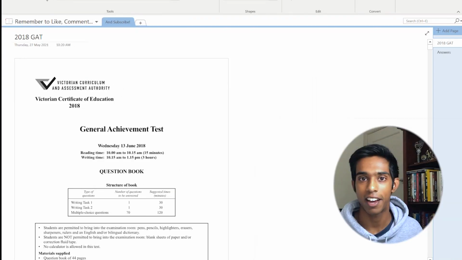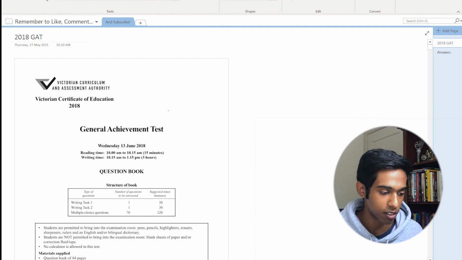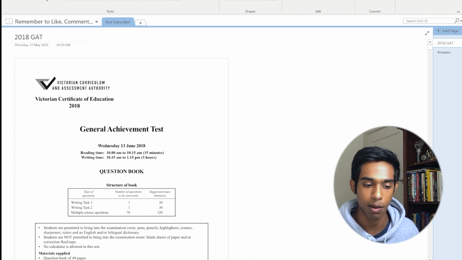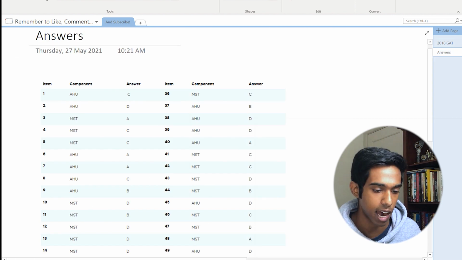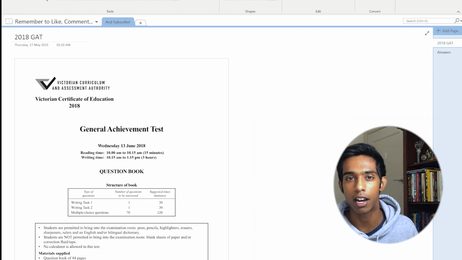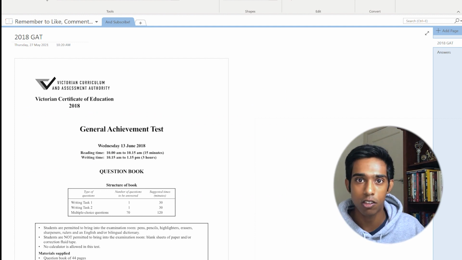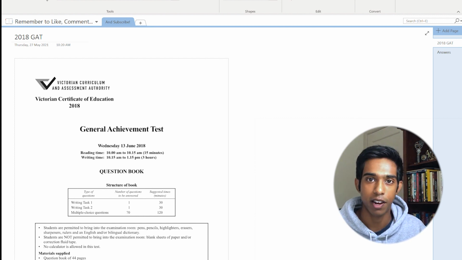Hey everyone, I've got the GAT here on my computer on OneNote, and I've got my Surface Pen here, so I might just be writing on the screen a little bit to show my working for some of the questions. I've also got the answers here in a different tab, just so that we can see after I do the questions whether I got them right or wrong. And if I got them wrong, I might be able to explain why. So let's just get straight into the GAT.